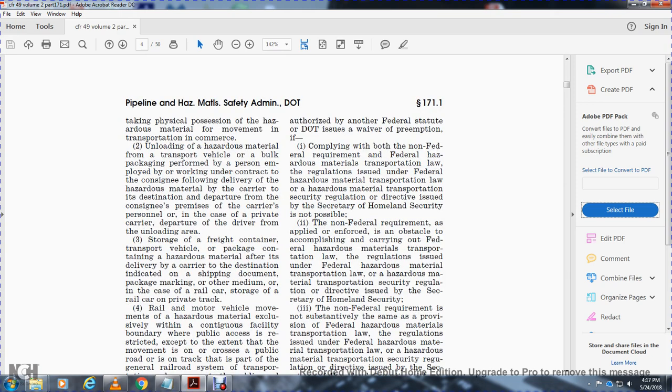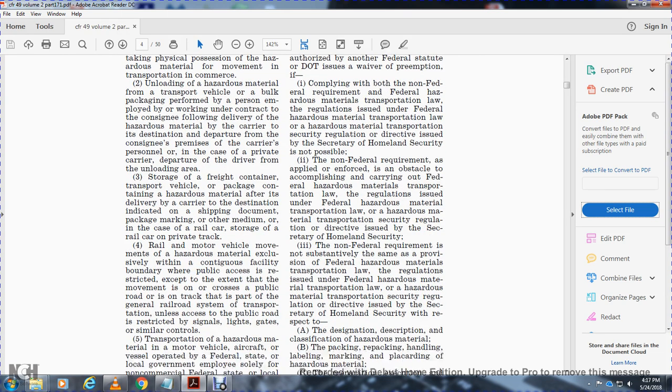Storage of the freight in transportation over the package or container with the hazardous material after it is delivered to the carrier at the destination, including the indication on the shipping document of the package or other medium. In the case of a rail car, storage of the rail car on private track.